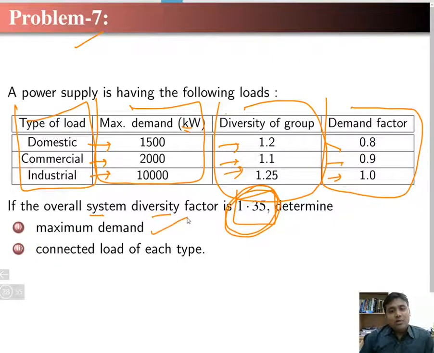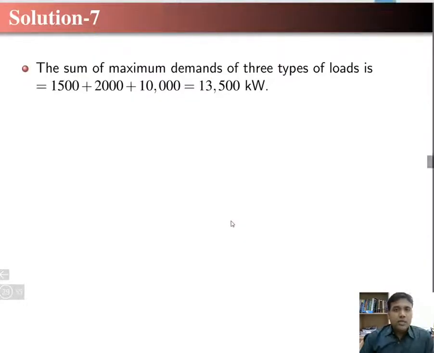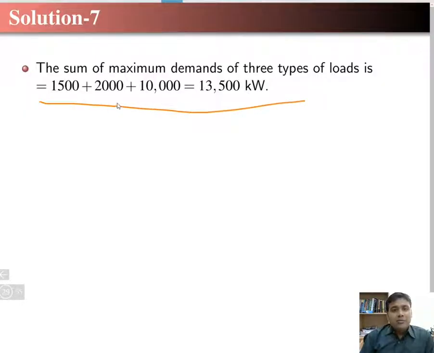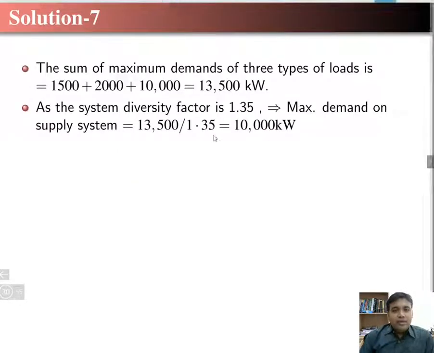What is the maximum demand on the power plant? What is the connected load of each type? So what is the sum of the maximum demand? So for the sum of maximum demand, you first calculate the sum of all the maximum demands of the power plant from i equal to 1 to 3. So you're getting 13,500. Then the system diversity is 1.35.